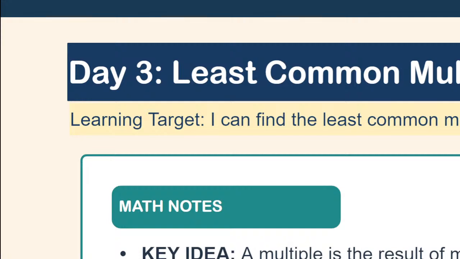Least common multiple, LCM. It's just like a learning target. It might be on every slide, might not. I can find the least common multiple of two whole numbers. Mathematics, the key idea.